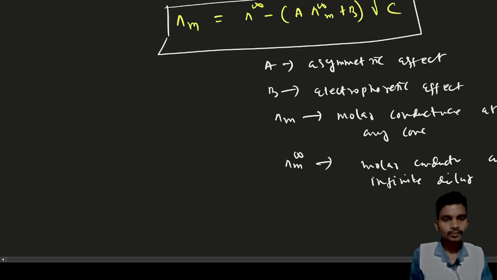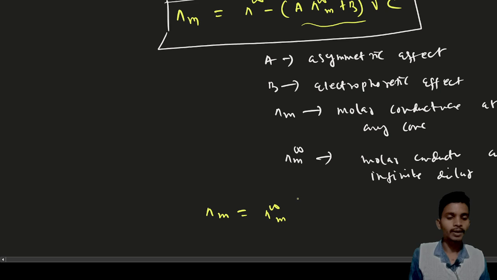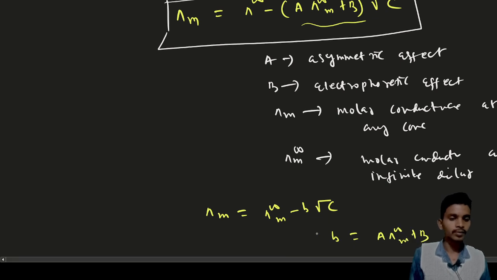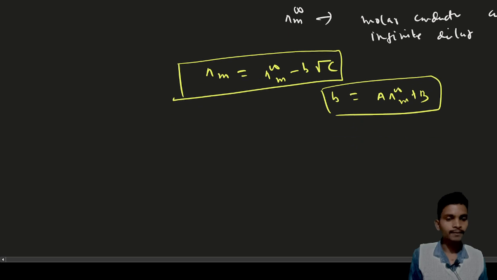Okay, so these equations can be normalized into this: lambda = A minus B root C, where B is equal to, I can write, A B. Okay, so we can simplify it into these equations, and if we plot this graph, then what do we get?